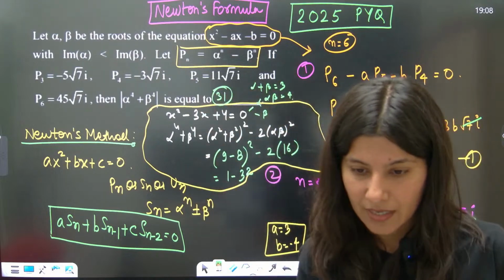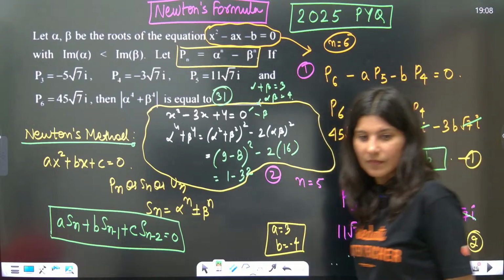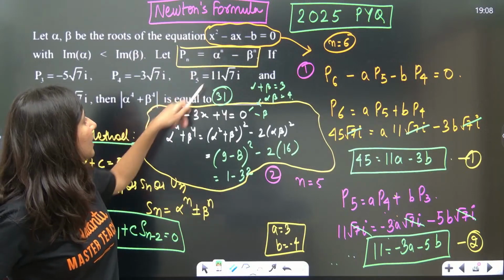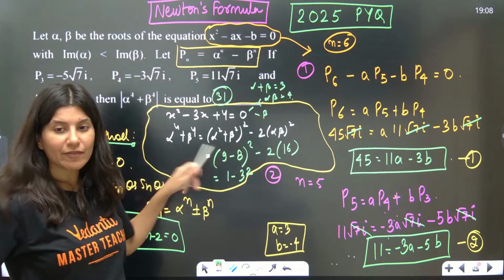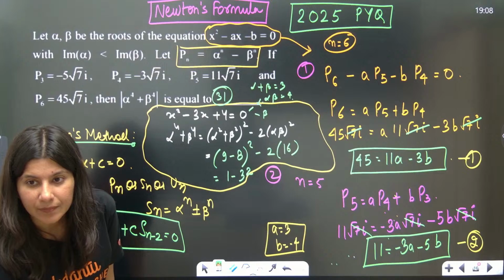Getting it? Understanding it? Everybody, see, the a and b values are right here. Then this question is very easy. You just have to apply the α⁴ plus β⁴ formula and you will get it. Clear?